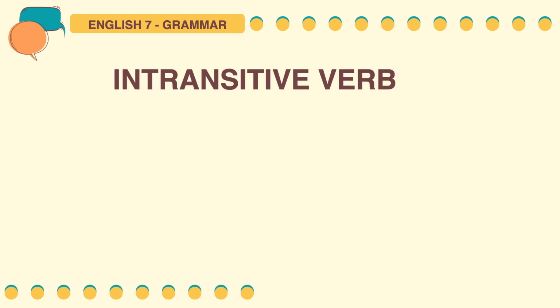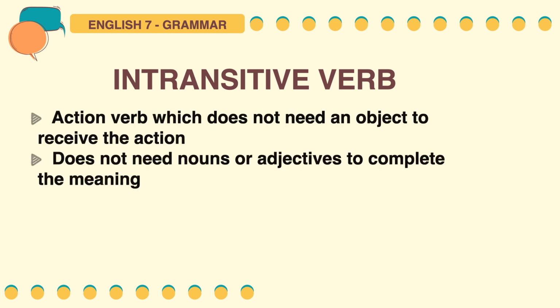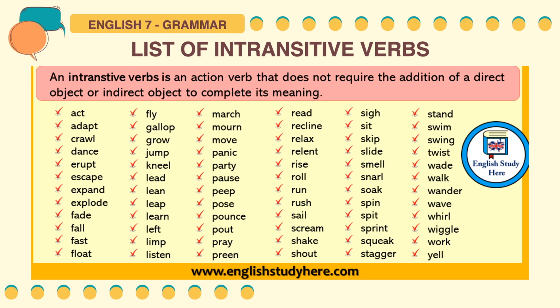An intransitive verb does not need an object to receive the action. It does not need nouns or adjectives to complete the meaning. But there may be a word or phrase following an intransitive verb. Such words and phrases typically answer the question, how. Here's a list of intransitive verbs. You may pause this video as you read the intransitive verbs.